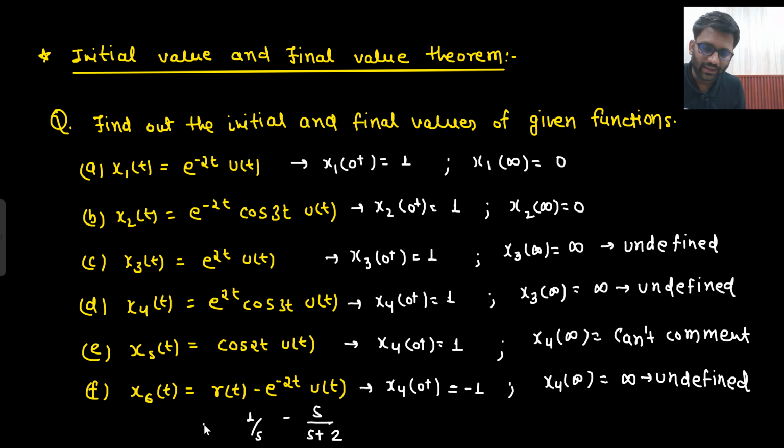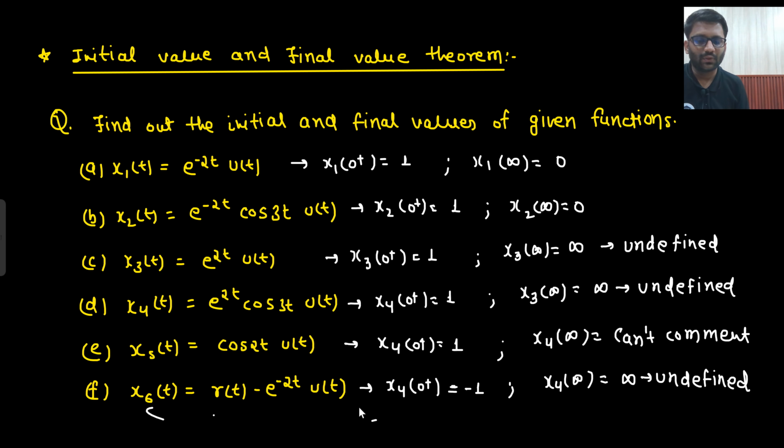Multiply with s, and then I need to put a limit s tending to infinity. So 1 by infinity will be 0 minus. Here what will happen? S divided by s, because s is very much larger, so this 2 can be ignored. So 0 minus 1. What is the answer you are getting? Minus 1. The same answer you are getting. So this is how you need to apply the initial value theorem.